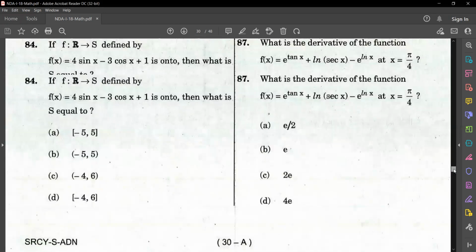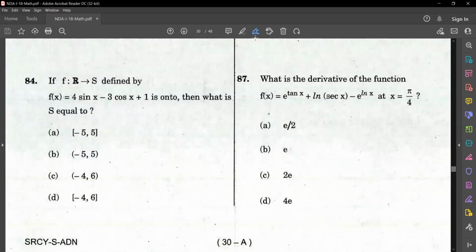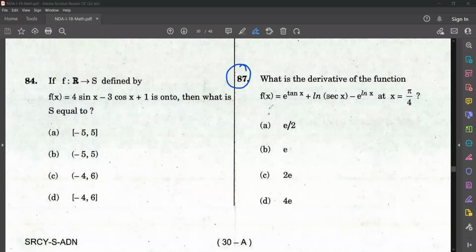Question number 87. What is the derivative of the function f of x equal to e raised to tan x plus ln sec x minus e raised to ln x at x is equal to pi by 4? Take the derivative. You have to take the derivative of this function.